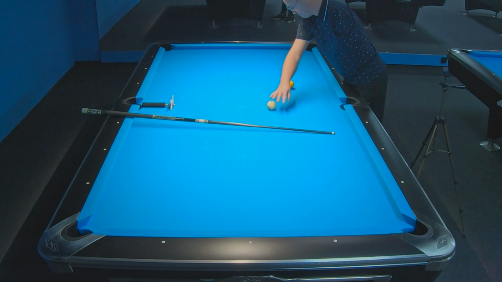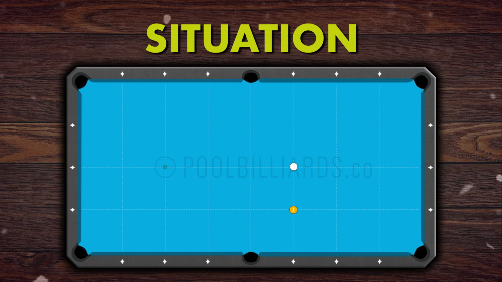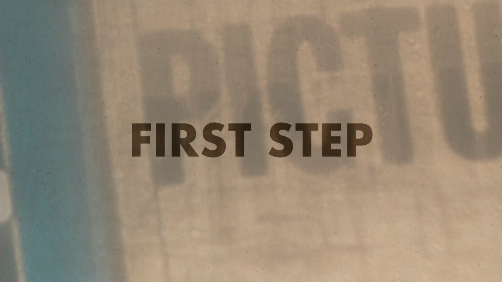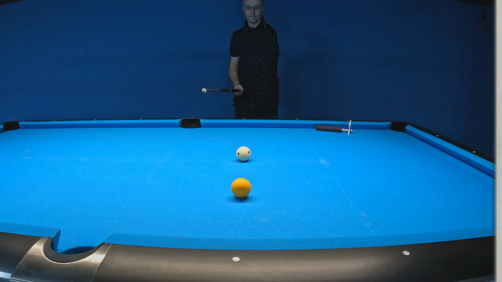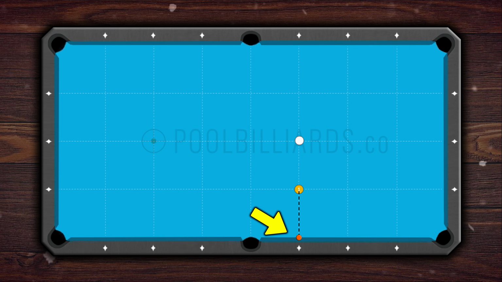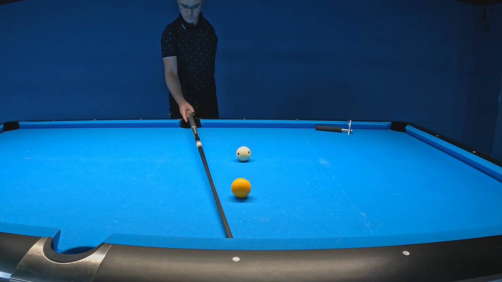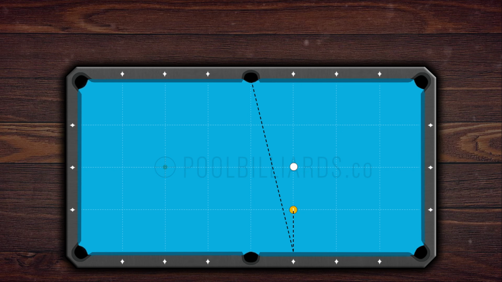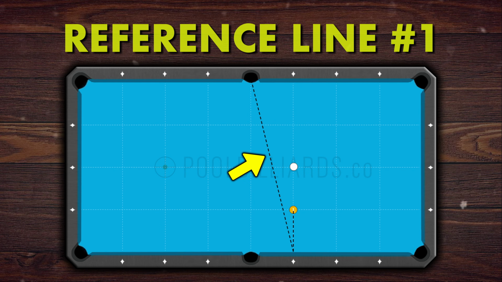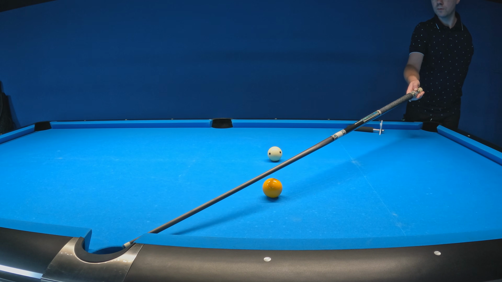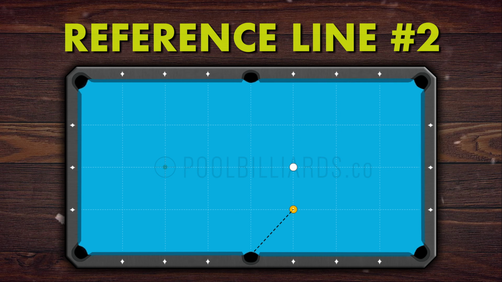Let's imagine a situation like this, where the cue ball and object ball are located like on this graphic. The first thing we need to do is to imagine a line from the center of our object ball to the rail's edge. In the next step, we need to draw another line from this point to our side pocket. This is our first reference line, and in the next step, we need to draw another line from the center of the object ball to the opposite side pocket.